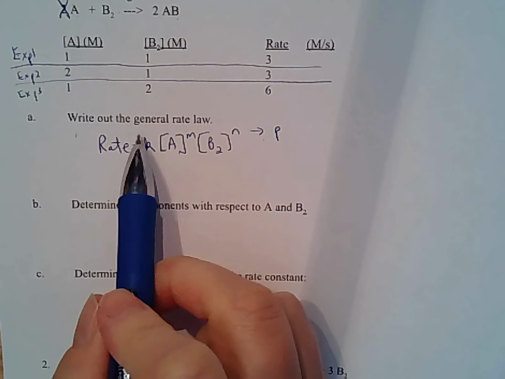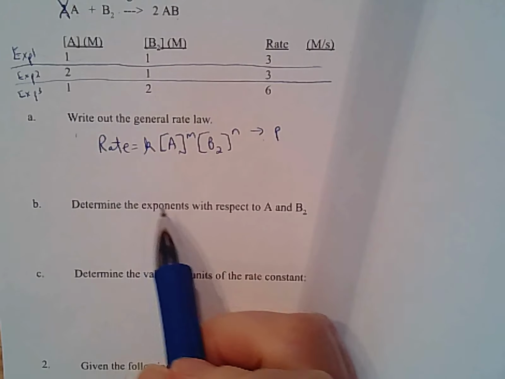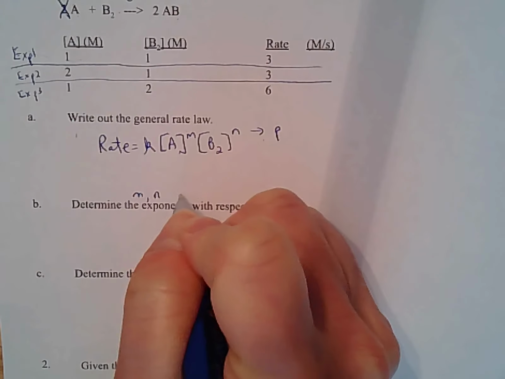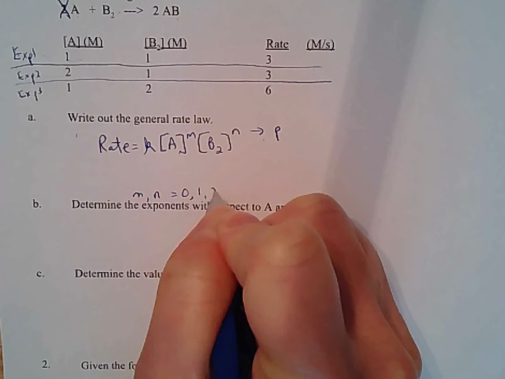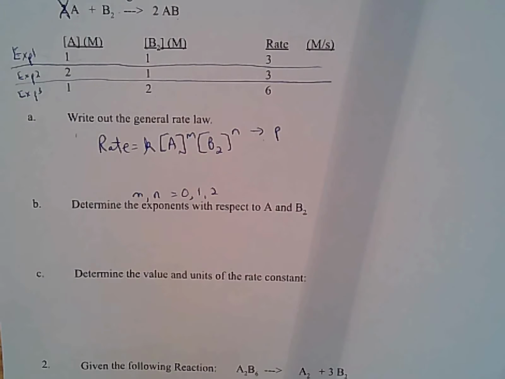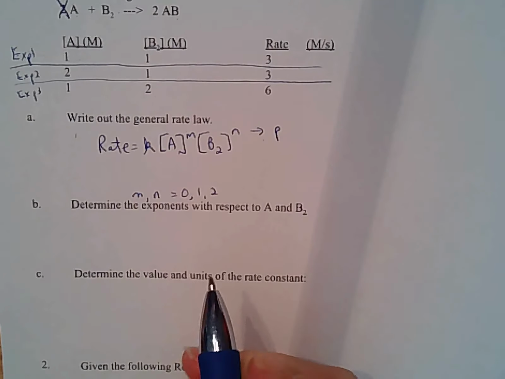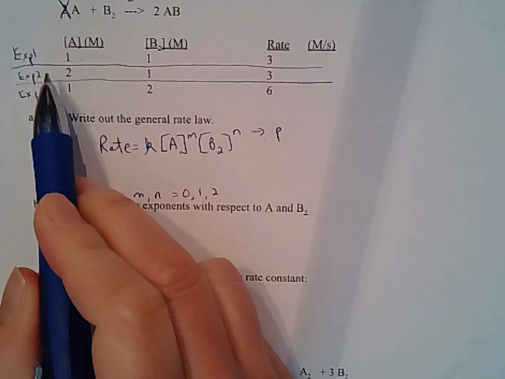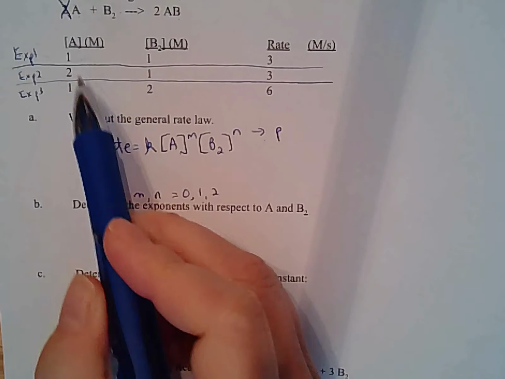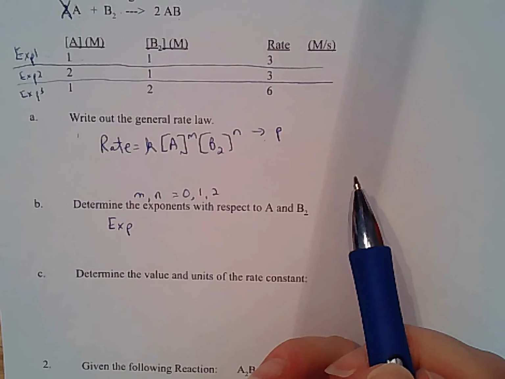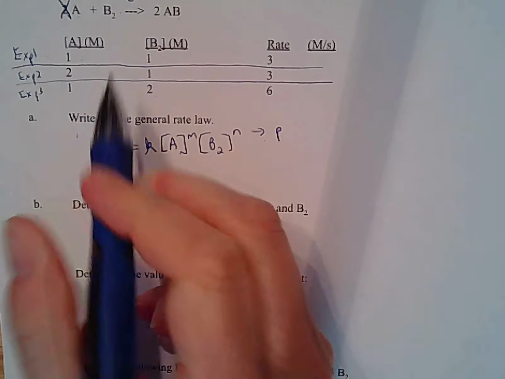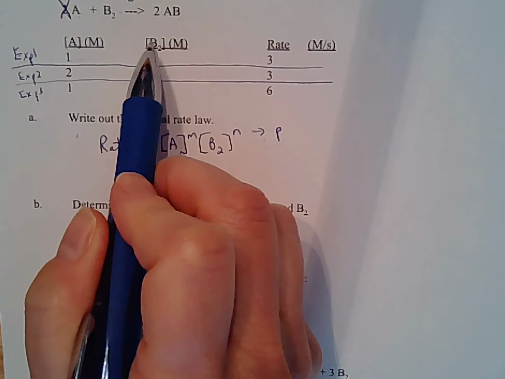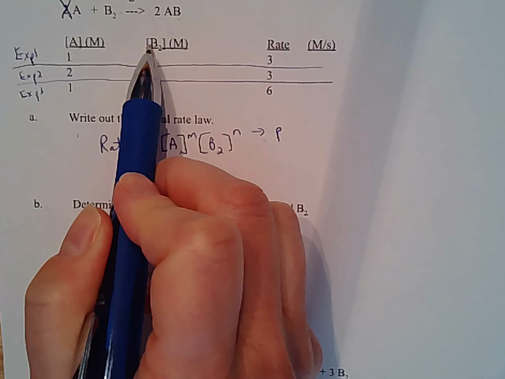So now that we have written the general rate law, what we're going to do is determine the exponents. Again, M and N, are they going to be 0, 1, or 2? We are going to use the data up here to figure out what it is, and this is how I'd like you to write it out. We're going to look at a series of experiments and compare them and see how the rate changed when you did something to them. So we are going to look at A. How does A affect the rate of the reaction? What we want is B2 to stay the same.